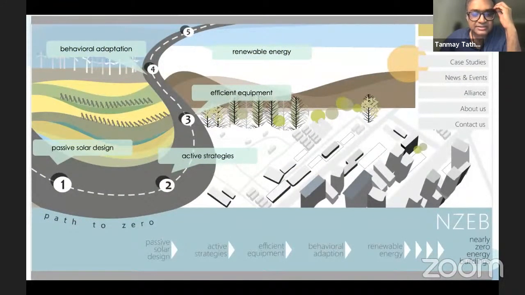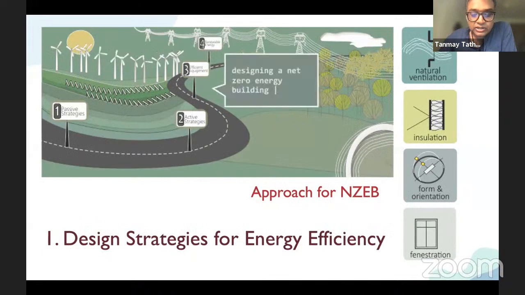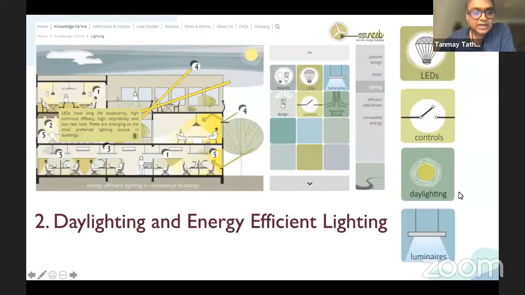Passive solar design, number two, active strategies. Active strategies means strategies that use energy. Third, equipment. Fourth, behavioral aspect and renewable energy. So, you know, on this website, you have design strategies for energy efficiency. How do you increase natural ventilation, better insulation, et cetera?